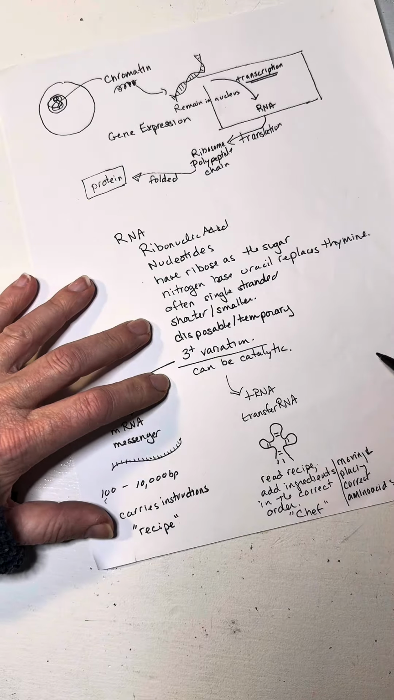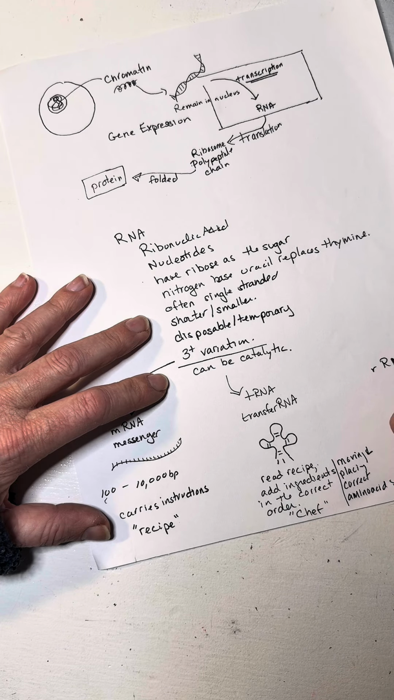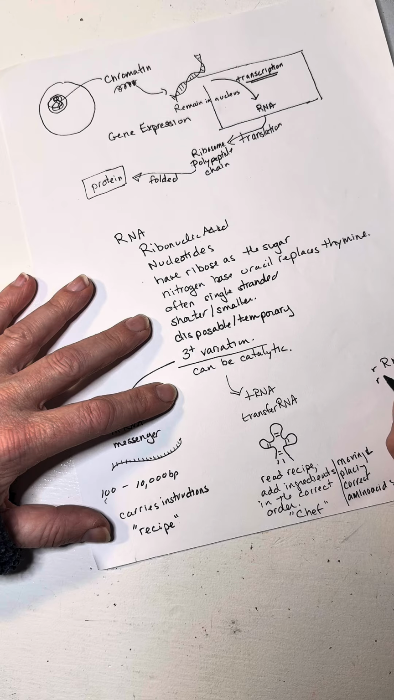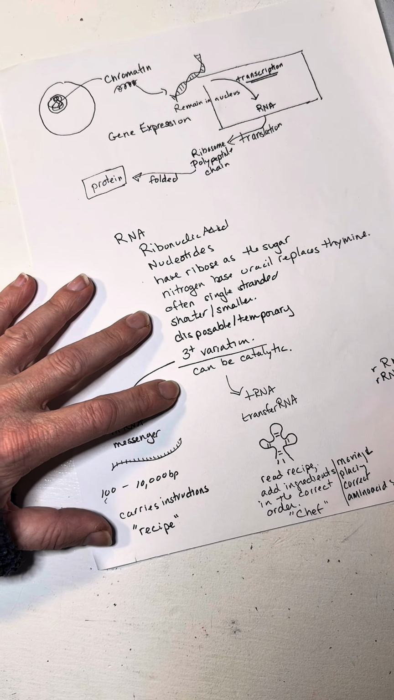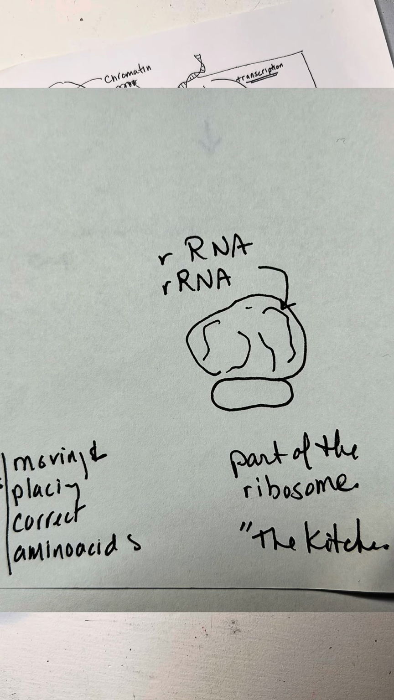Our last type of RNA is going to be ribosomal RNA. The picture I'm going to draw is actually of a ribosome. So if this is our ribosome, we'll see that in translation, made into this ribosome, you're going to see our ribosomal RNA. And the ribosomal RNA is a functional part of the ribosome, and this is where the protein is made.